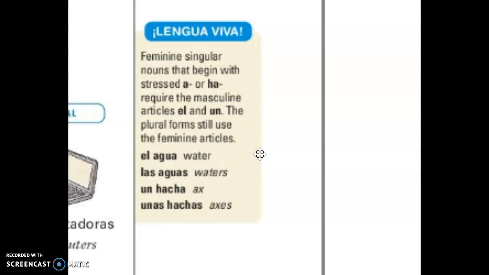But you have to admit it does sound better when you say el agua, and you have the L between the E and the A in el agua. And then in the plural form, it's las aguas. And then hacha, meaning axe, is not one of our vocabulary words in any of these lessons, but it is a good example. Un hacha and unas hachas.